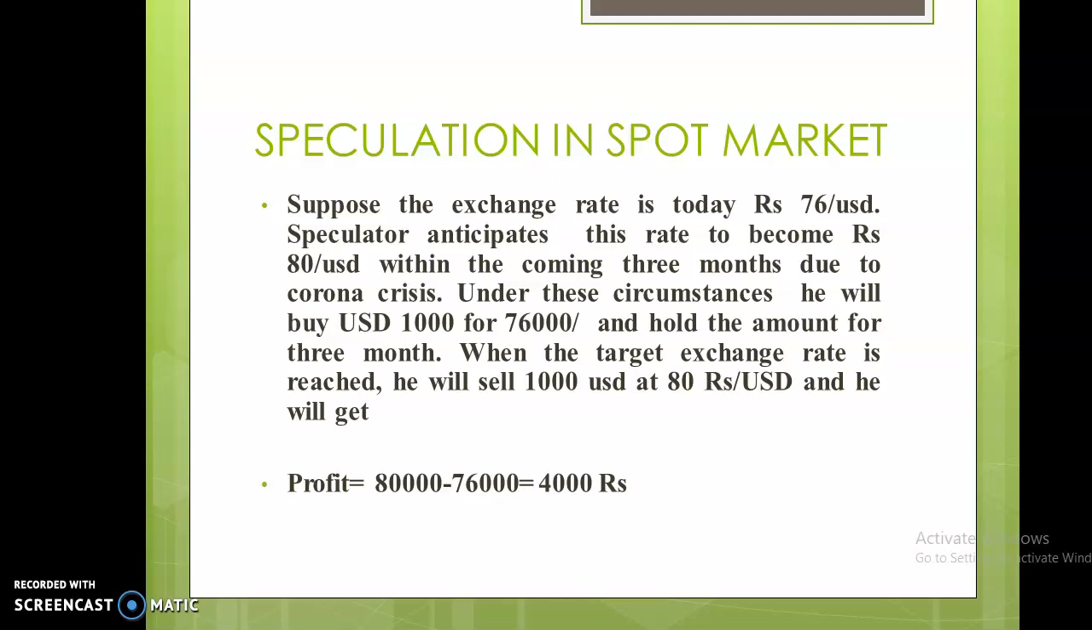Then he will keep that dollar in hand for a 3-month period. After 3 months, the currency becomes $1 equal 80 rupees, which is the spot rate in the forex market. Then this speculator can sell the $1,000 at 80 rupees, so he will get 80,000 rupees after 3 months. So the speculator makes a profit of 4,000 rupees just because the Indian currency has depreciated over the last 3 months because of the corona crisis. This is what is known as speculation in the spot market.